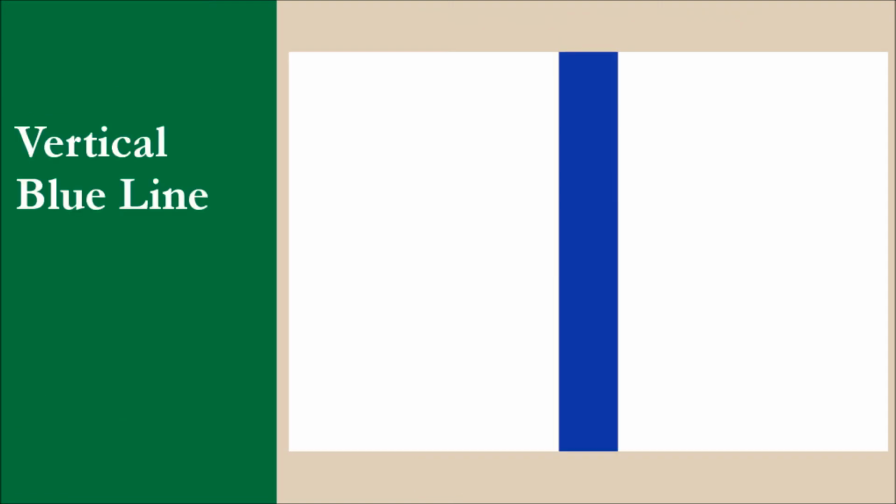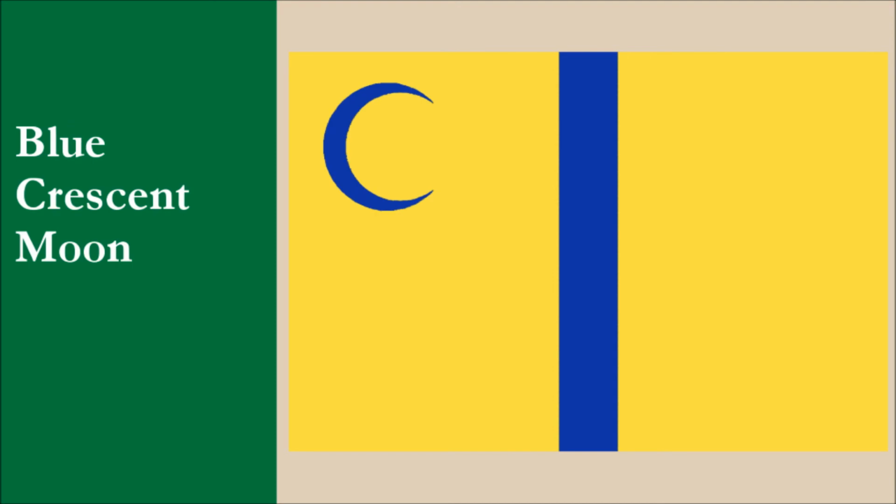So we're going to place a thin vertical blue stripe along the center of the flag to represent the Nile. We're going to color the field yellow to make it look like the deserts of Egypt. Like our previous design, we think this flag needs another element, so we're simply going to use the same element as before. We're going to place a crescent moon in the canton. We've decided to use the same blue color as the stripe.